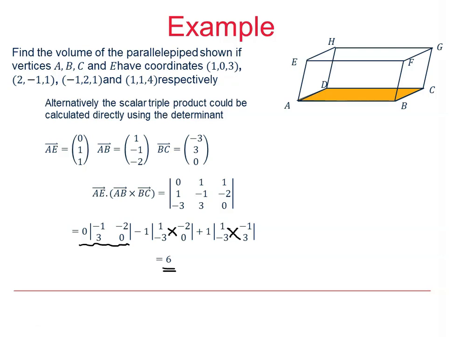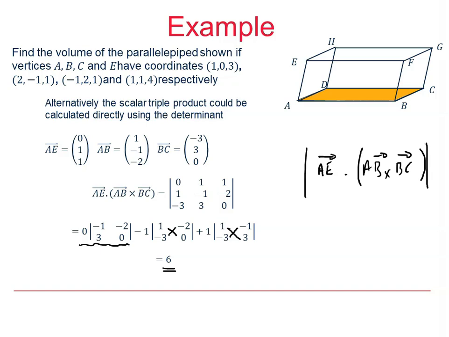Now remember that the scalar triple product could give you a negative value, and then we would need to take the modulus of that to give us the volume. So we're saying that the volume is equal to AE dotted with AB cross BC, the scalar triple product, and the size of that, and that's going to be true for any parallelepiped.